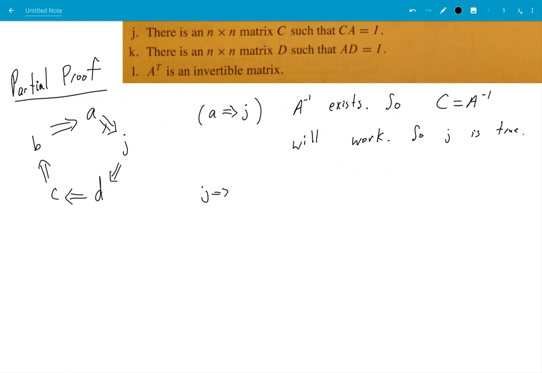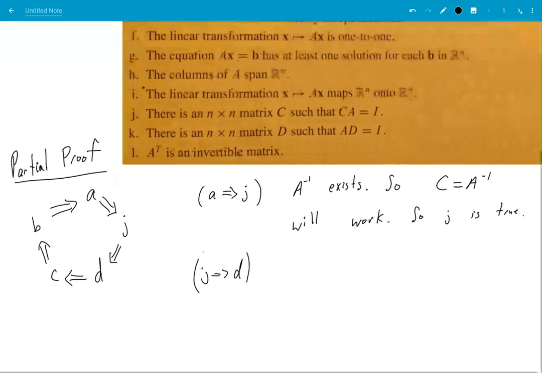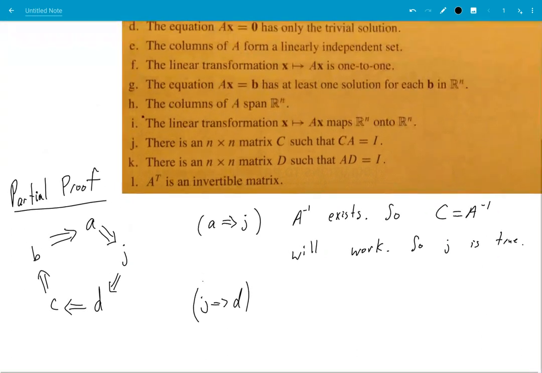Okay, J implies D. Ooh, I got a little typo here. I want to get rid of that little thingamabob. Oh, there we go. J implies D. What is D again? D is only the trivial solution. Okay. So I'm going to assume J is true. Just J. I'm going to assume that there's a matrix C that does this for me.